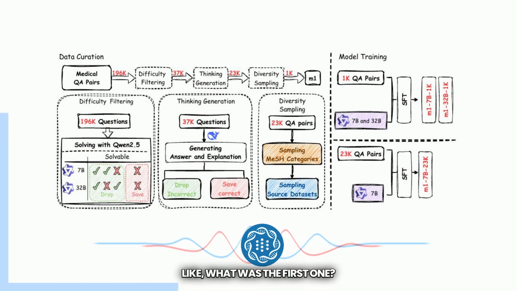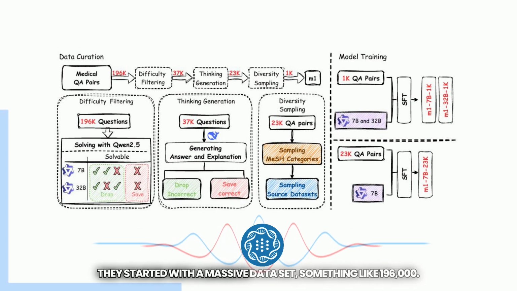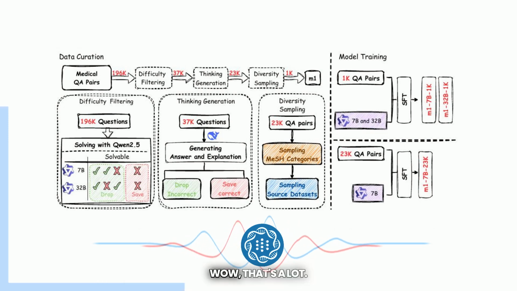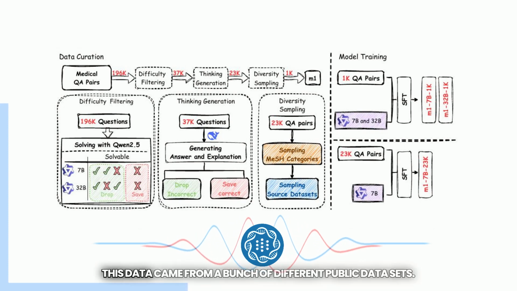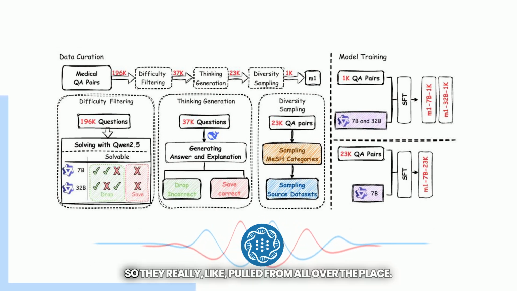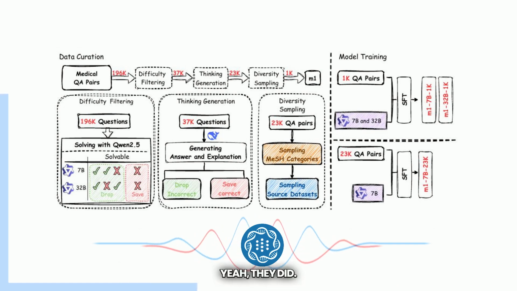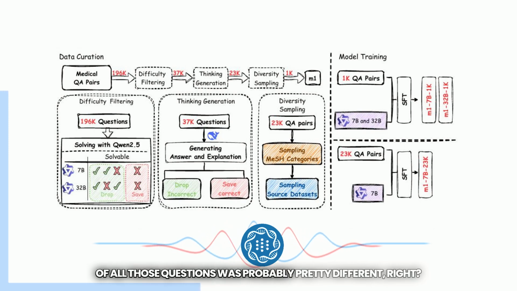What was the first one? All right, so the first crucial step was data curation. They started with a massive data set, something like 196,000 medical question answer pairs. That's a lot. This data came from a bunch of different public data sets, including MedMCQA, MedQA USMLE, HeadQA, and PubMedQA. Wow, so they really pulled from all over the place. Yeah, they did. But I imagine the quality and difficulty of all those questions was probably pretty different, right?